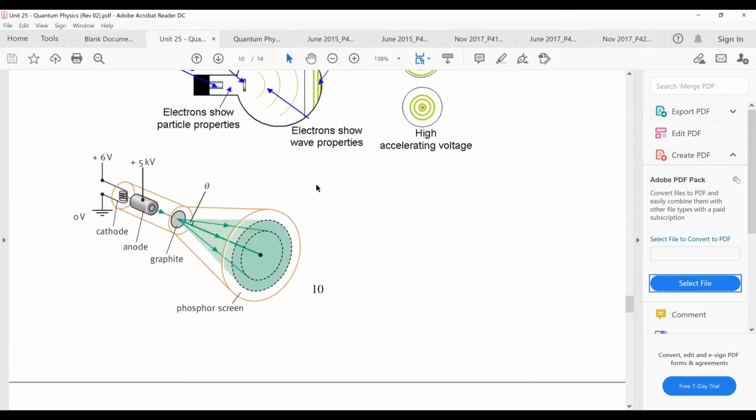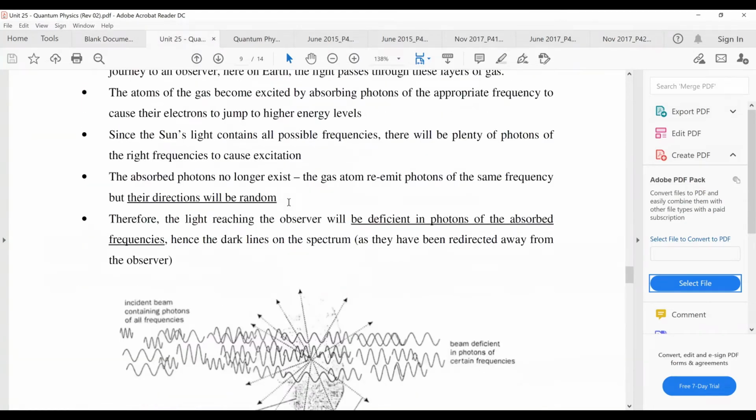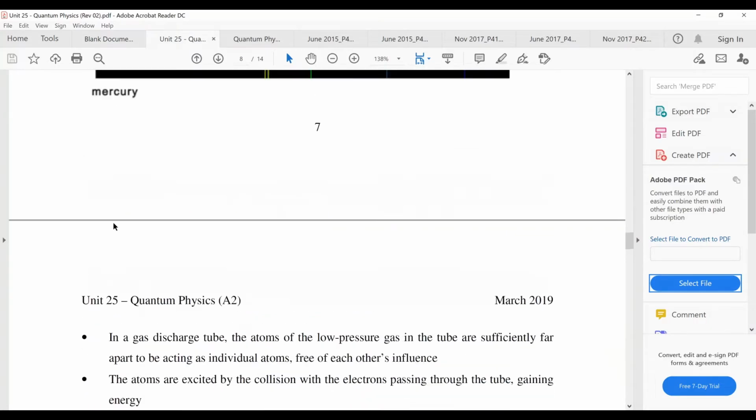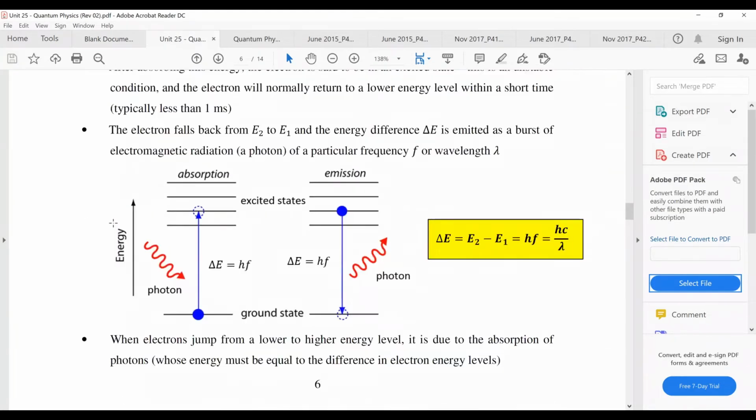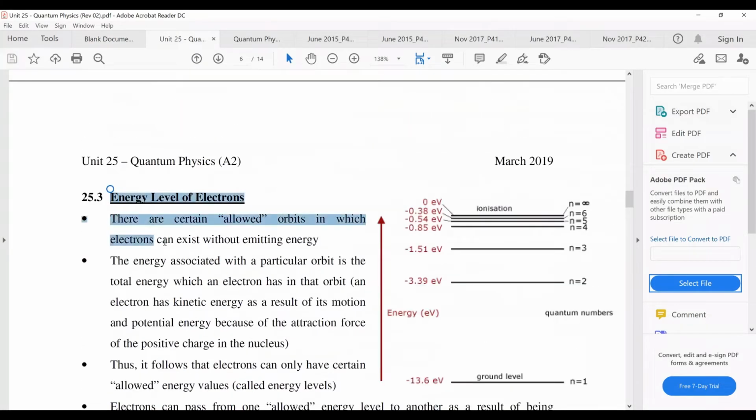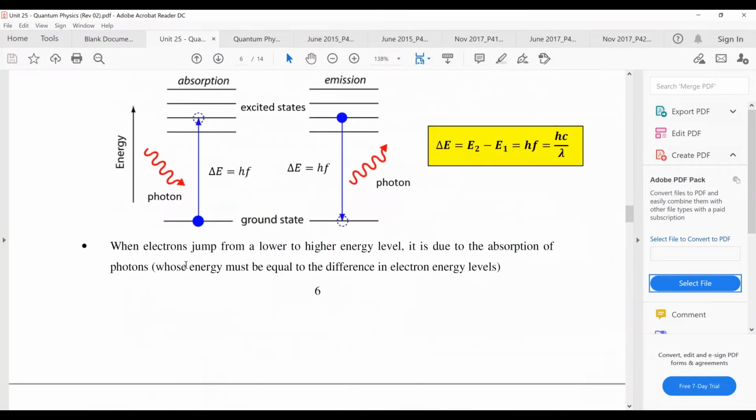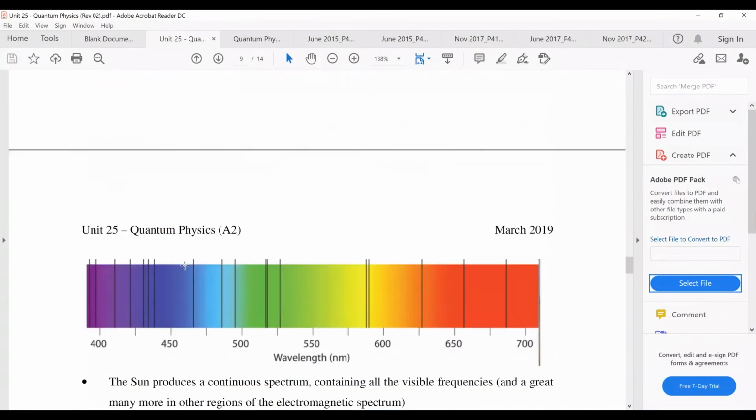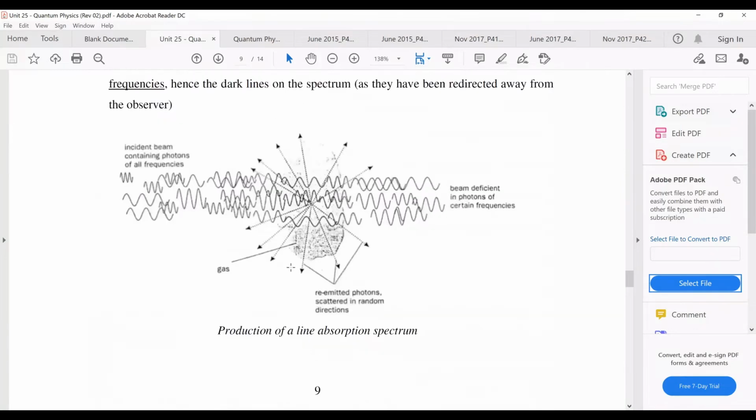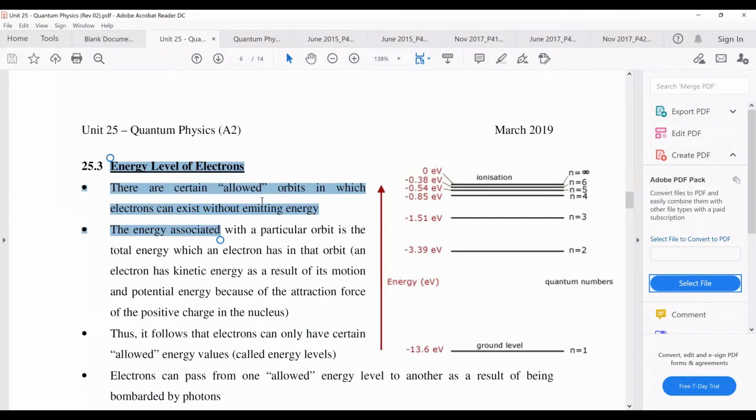Let's go on to the next part of your quantum physics. Whatever I'm going to explain is from this part, page 6 to page 9. So I'm just going to start explaining this part here.